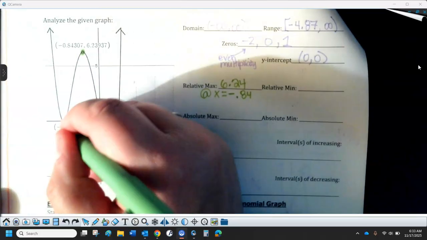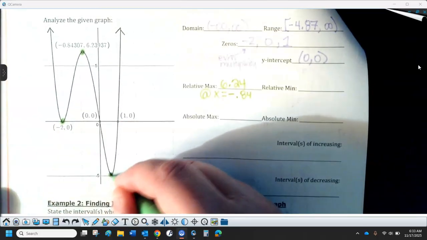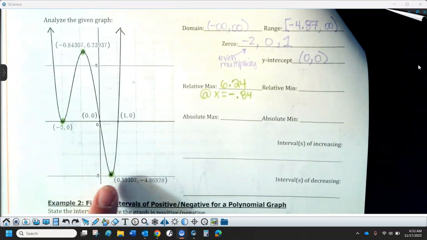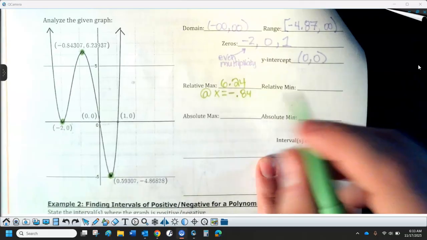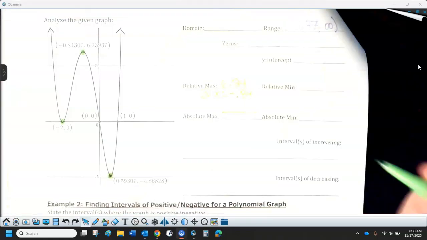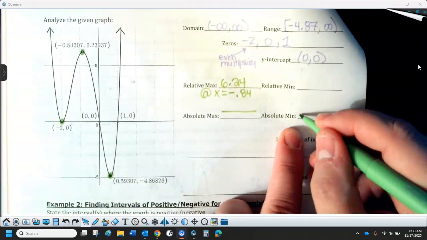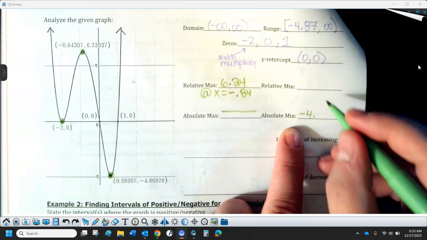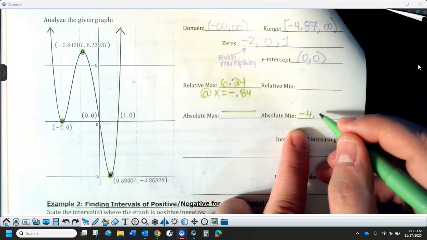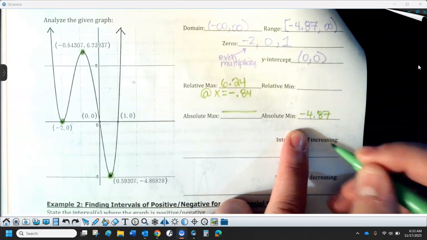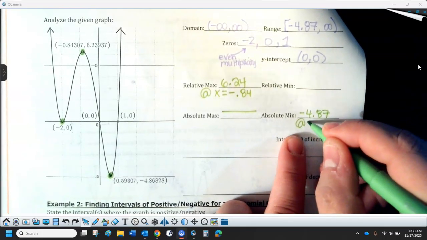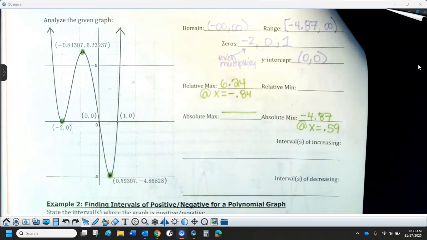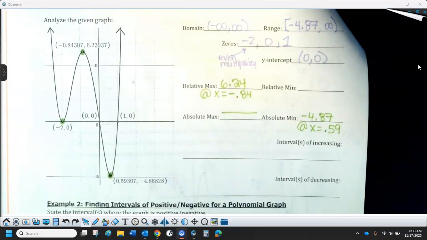Now, if you're looking for a relative minimum here, we actually have two minimums. I've got one right here, and this one is farther down. So this one is absolutely the bottom of this graph. You do not have an absolute maximum because these go up. So absolutely the bottom of that graph is that negative number, and that should be the range. That'll be the number in the range, negative 4.87, and that occurs at the x value of about 0.59, rounding to the nearest hundredth.